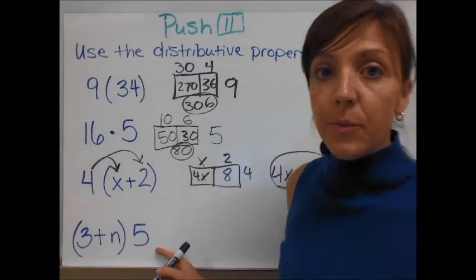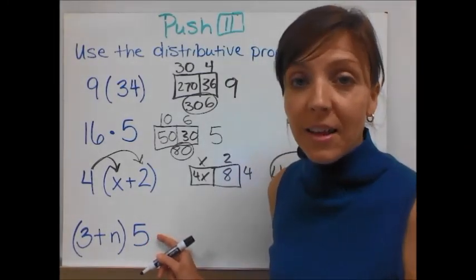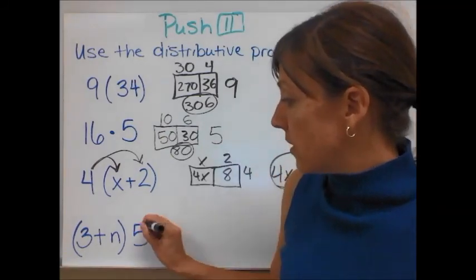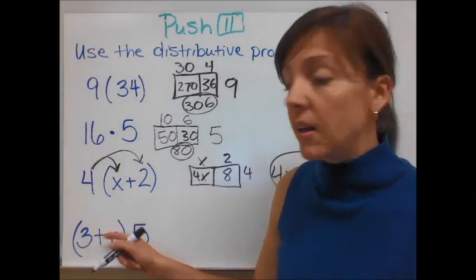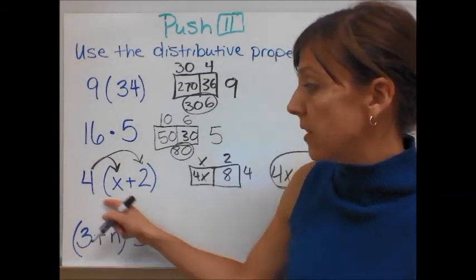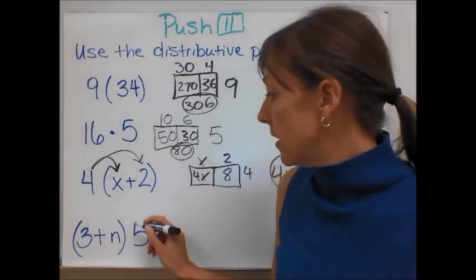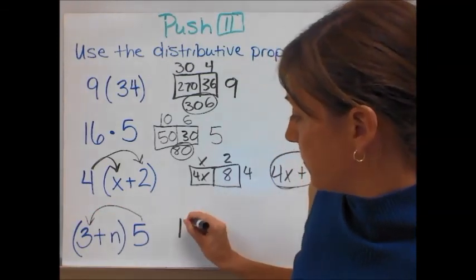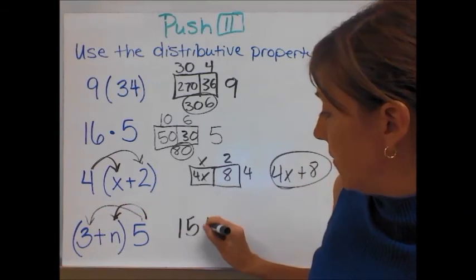Okay, last one. We have 3 plus n in parentheses times 5 on the outside. And again, I'm just going to distribute the number on the outside here to everything on the inside of the world, okay? And God distributes his love to the whole world. And remember, the world's represented by the parentheses. So 5 times 3 is 15. And 5 times n is 5n.